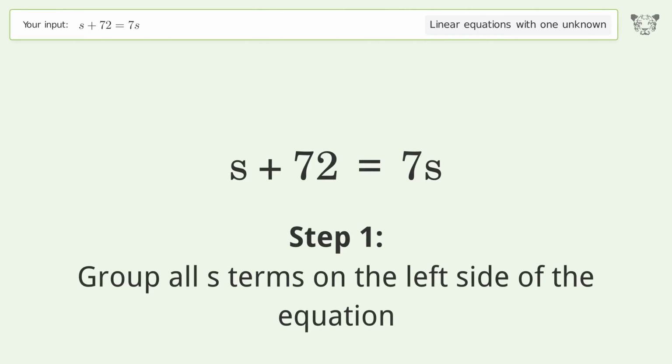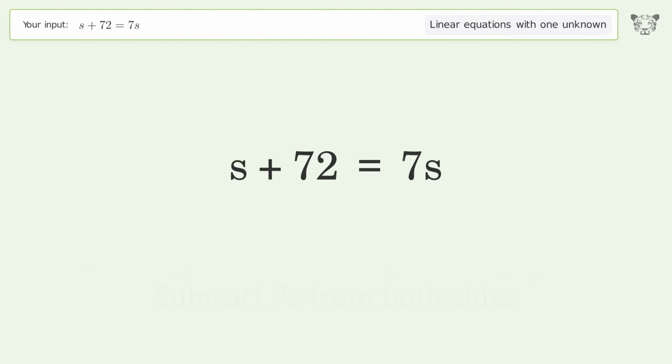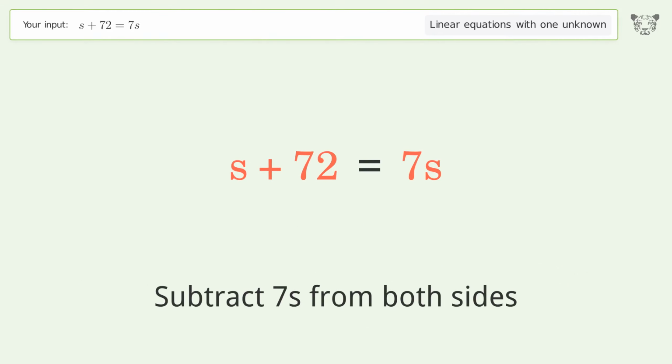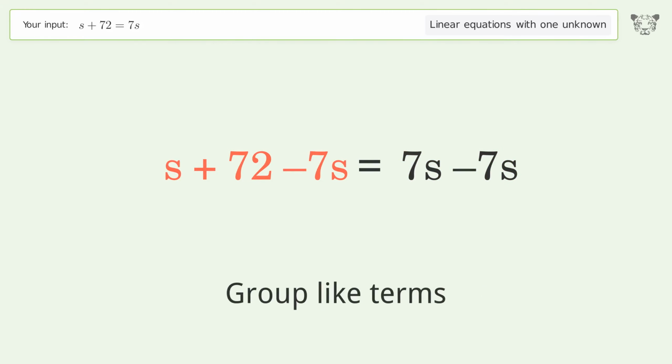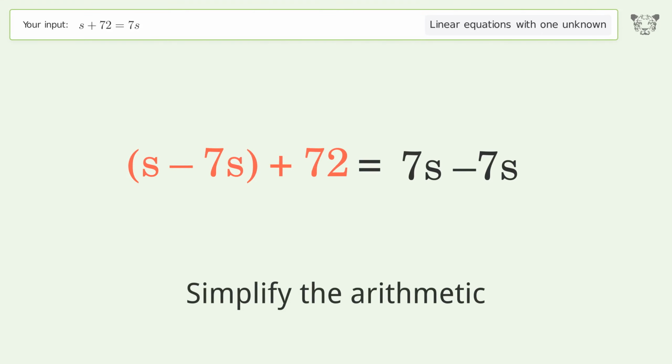Group all s terms on the left side of the equation. Subtract 7s from both sides. Group like terms. Simplify the arithmetic.